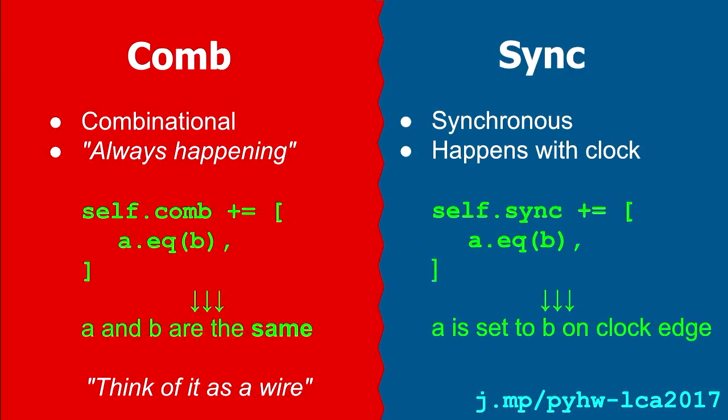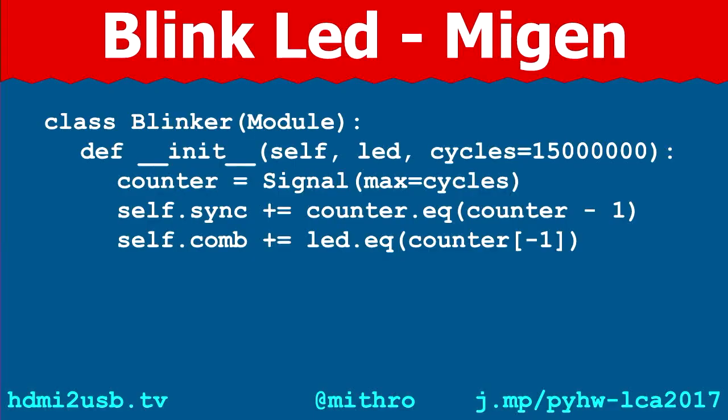And so let's go through an example. In FPGA world, there are two types of things that happen. There are combinational things, which always happen. It's effectively like if you connect two pieces of wire together and you put a voltage in one end, you get the same voltage at the other end. Then there's synchronous things. You can think of them as every time a clock signal ticks, the thing updates. And so let's look at a blinking LED example.